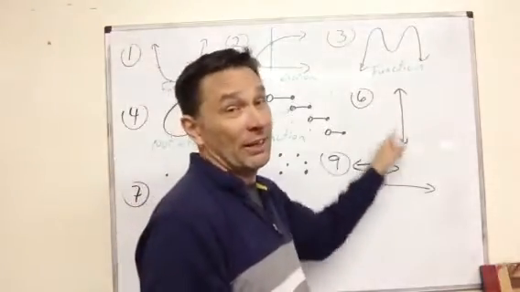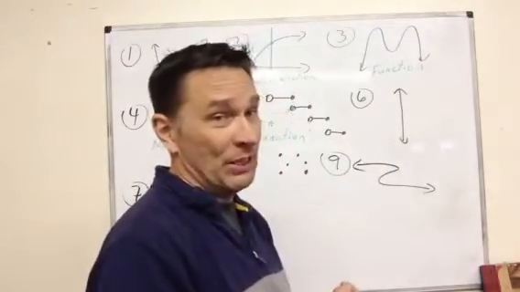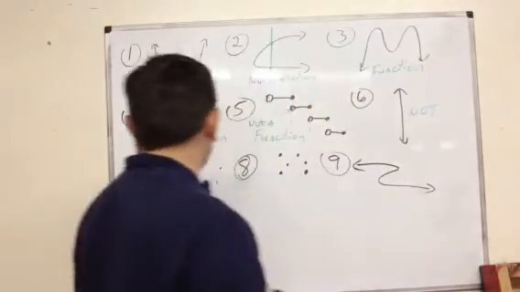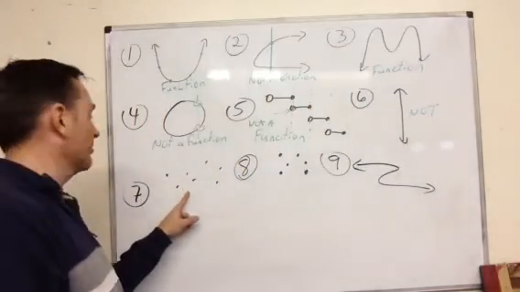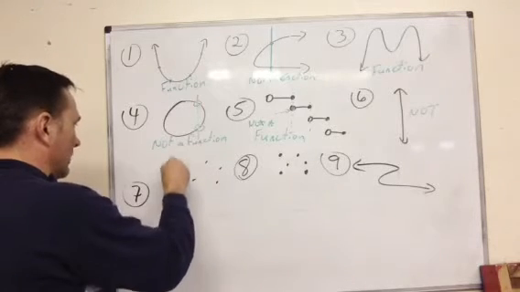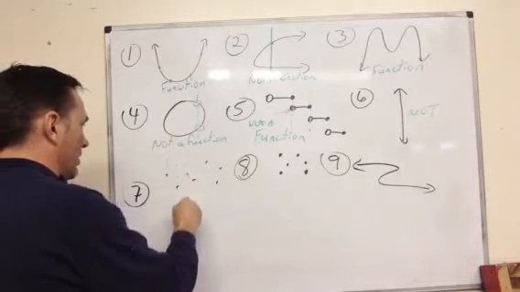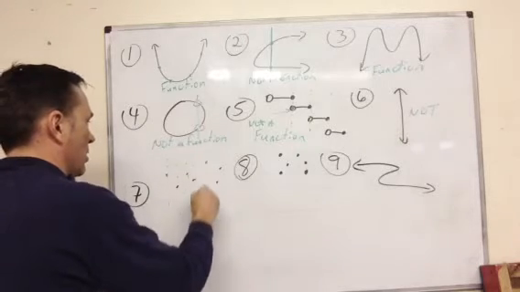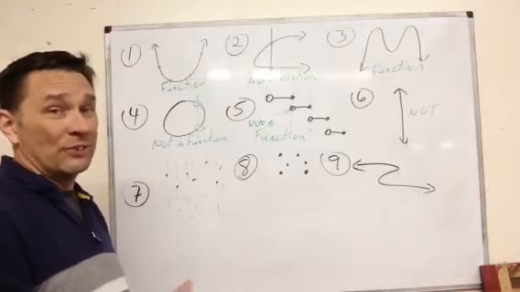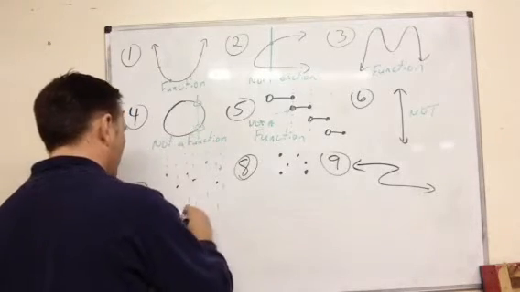What about this vertical line right here, number 6? That should be an easy one. Not a function. This graph over here, number 7, a bunch of points. But a vertical line through each one goes through only once, only once, only once. All those vertical lines only go through one time, therefore, function.